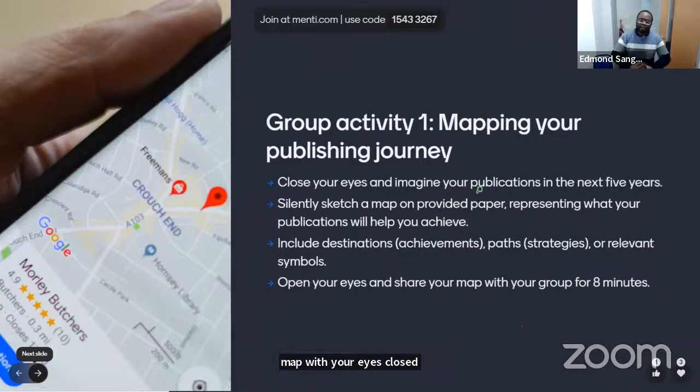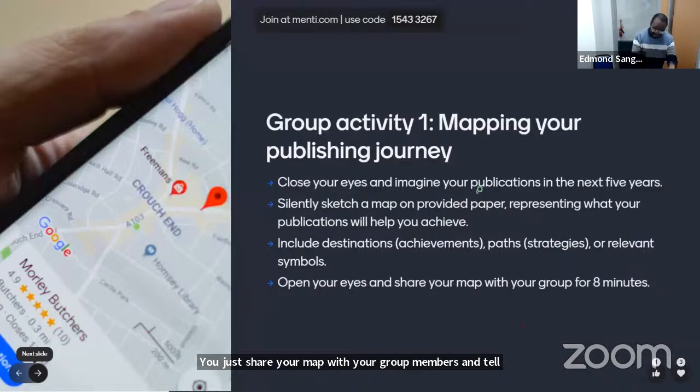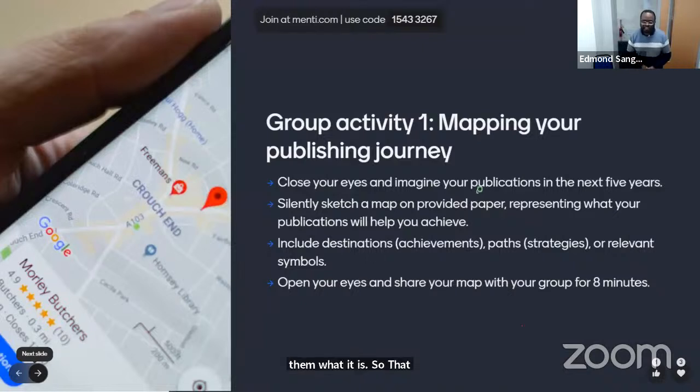Then after that, you discuss with your group members for 8 minutes about your map. You just share your map with your group members and tell them what it is about. So I want all of us to do that in our groups, in our breakout rooms.